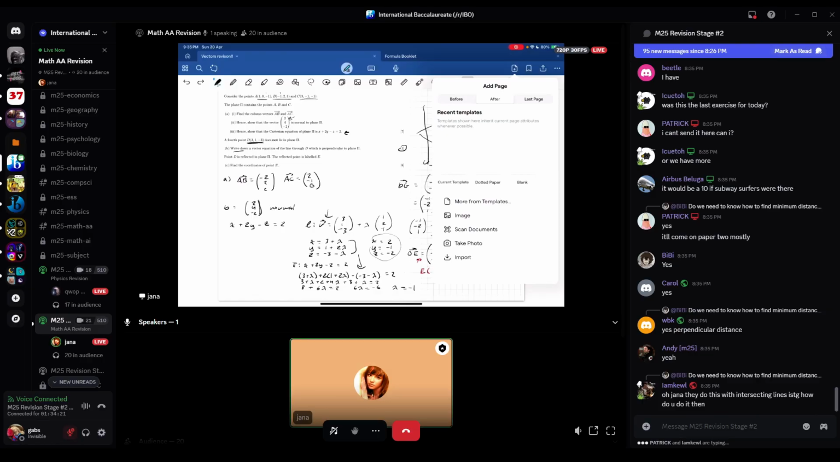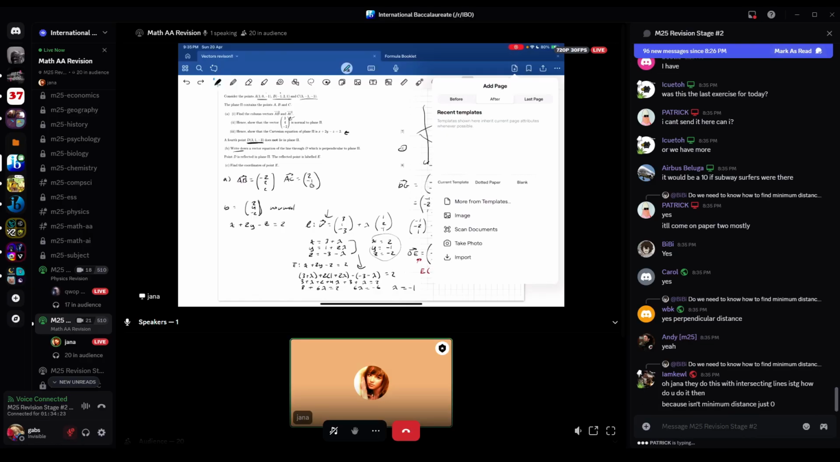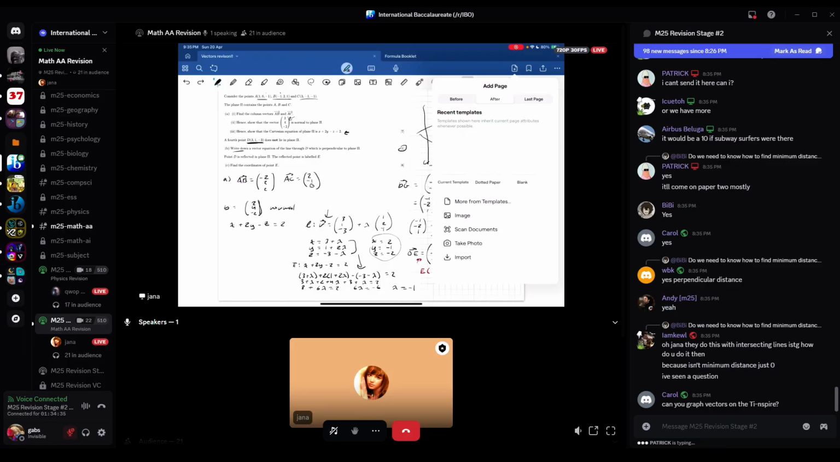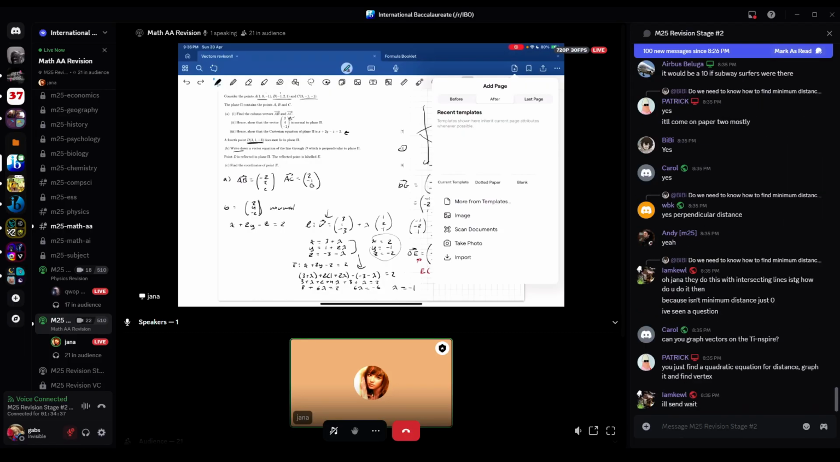They do this with intersecting lines. Minimum distance. No, no, no. Well, yes. Not with intersecting lines. You would never have minimum distance between intersecting lines. Can you graph vectors? I don't have an Nspire. I mean, you can do that, but when you have it on paper 1, you can't do that.